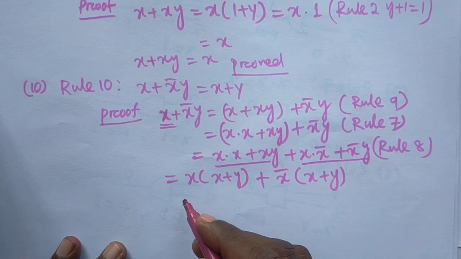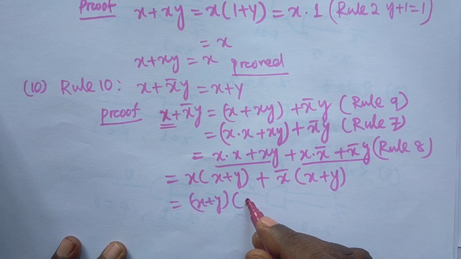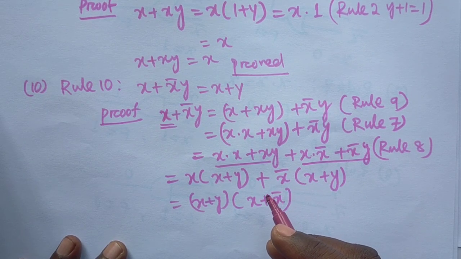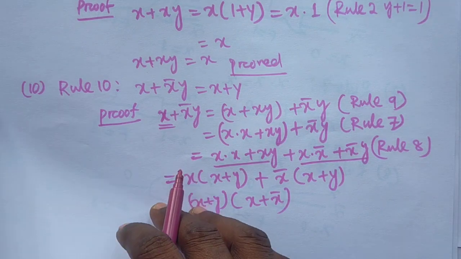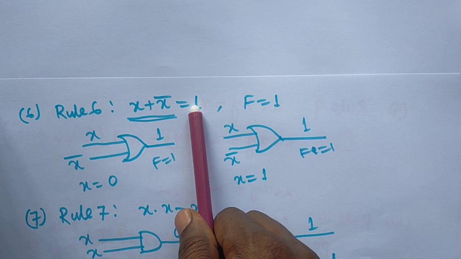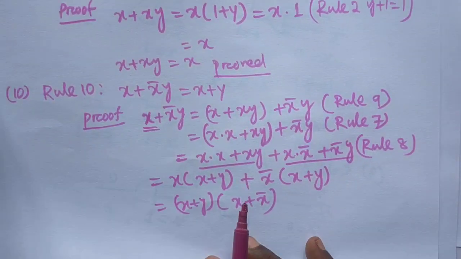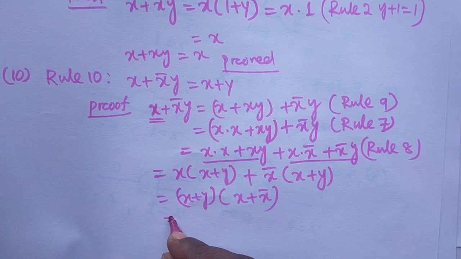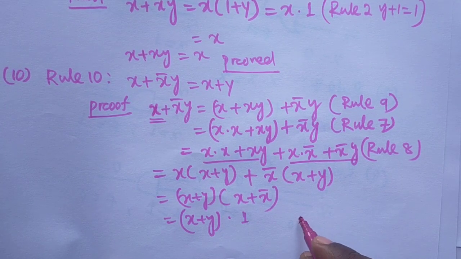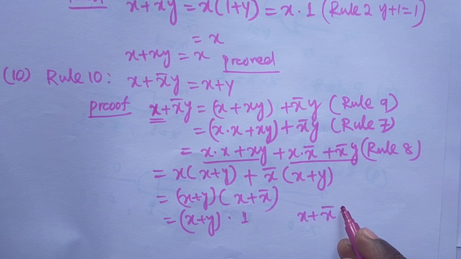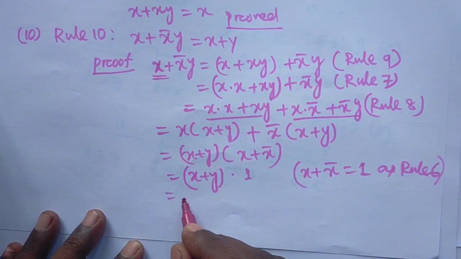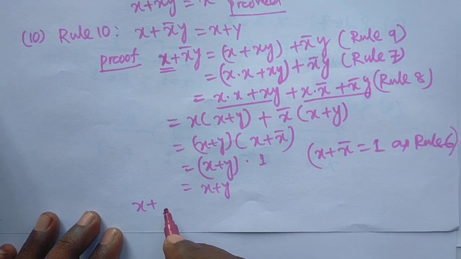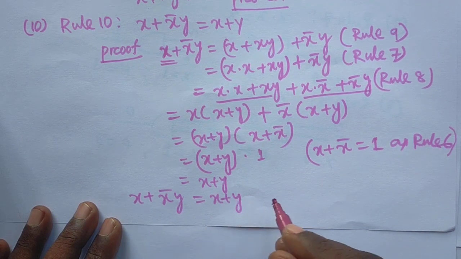So now x plus y is common to both. So x plus y, here x plus x complement. We know that x plus x complement is equal to 1. We have already proved x plus x complement is 1. So here what happens? We can write x plus y into 1, since x plus x complement is equal to 1 as rule 6. Now we see what is the result, x plus y. So we proved it, x plus x complement y is equal to x plus y. That is proved.